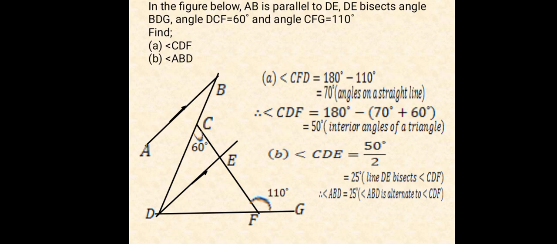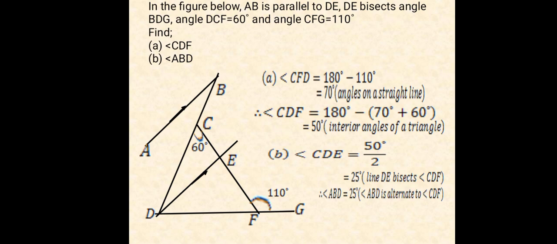Now, angle CFD is equal to 180 minus 110, which is equal to 70 degrees, because angles on a straight line add up to 180 degrees. Therefore, angle CDF is equal to 180 minus 70 degrees minus 60 degrees, which becomes 50 degrees. This is because the interior angles of a triangle add up to 180 degrees.